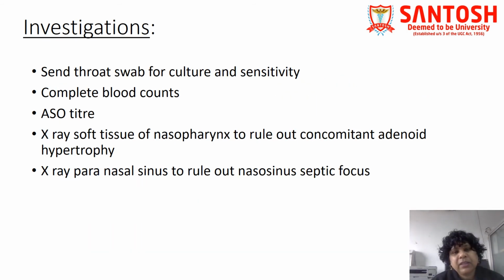What all investigations will we do? We send the throat swab, complete blood counts and ASO titer, X-ray of the soft tissue of the nasopharynx to see the lymphoid tissue at the nasopharynx, that is called adenoids, and X-ray of paranasal sinuses for sinonasal septic foci.